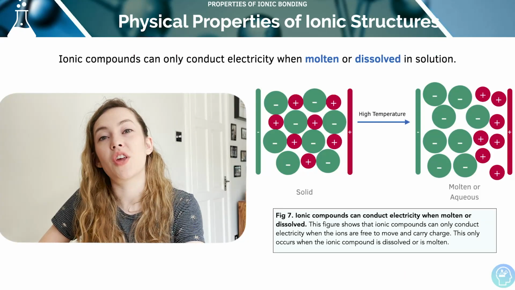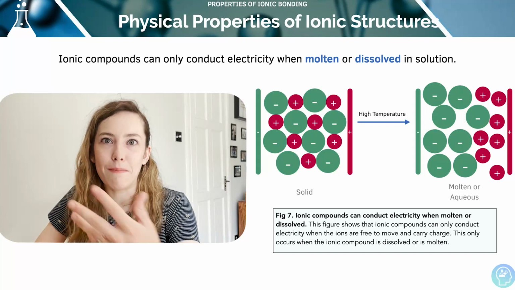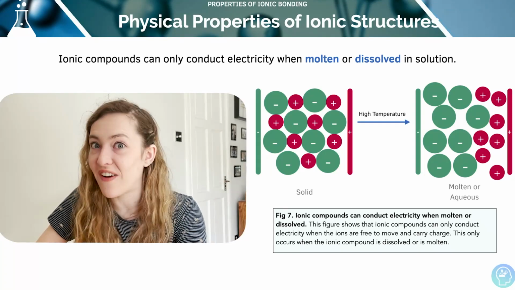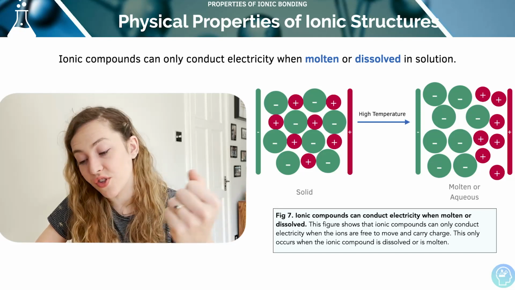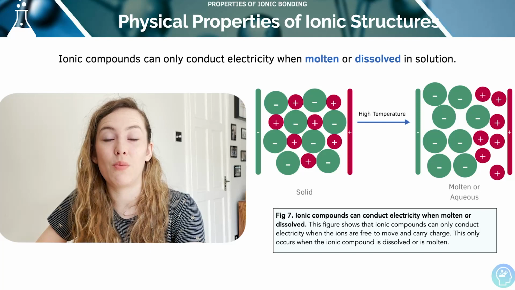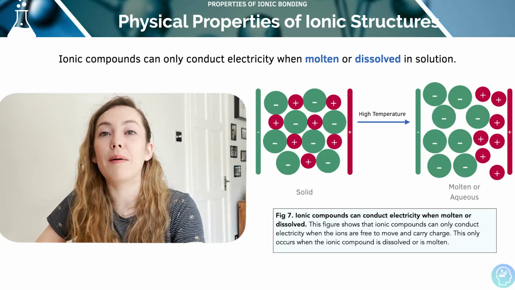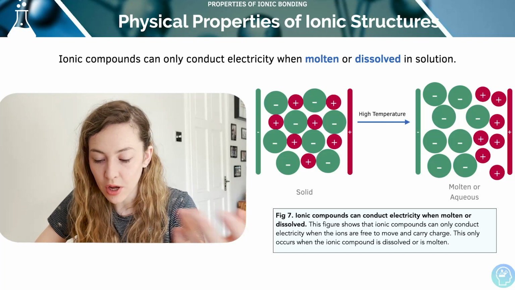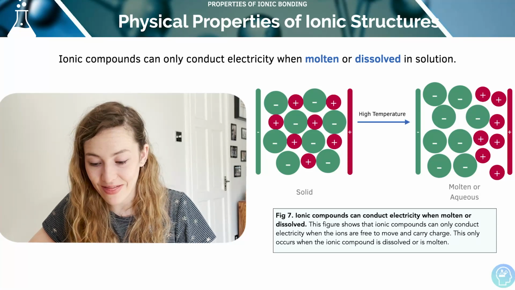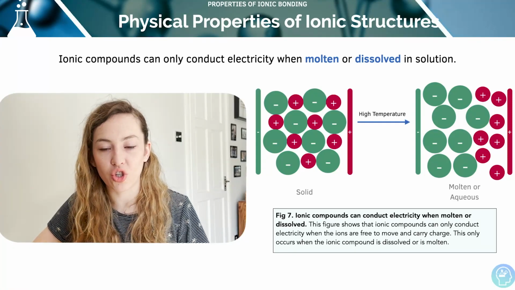Ionic compounds can only conduct electricity when they're dissolved, or when they're molten as well. So if you heat them up to a high enough temperature such that they actually melt, which is a very high temperature, or if you dissolve them in a solution, then they can conduct electricity. They cannot conduct electricity when they're in their solid crystalline structures. They can conduct when they're molten or dissolved in a solution because we're going to have mobile charge carriers that are able to carry that charge. So we don't talk about the electrons, we talk about the mobile charge carriers.